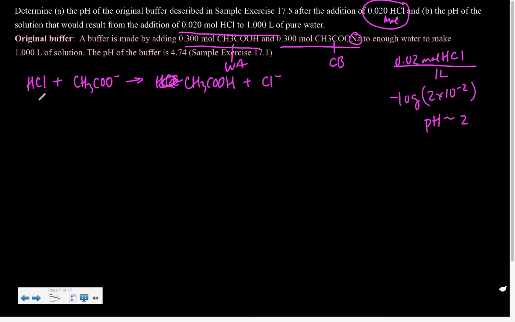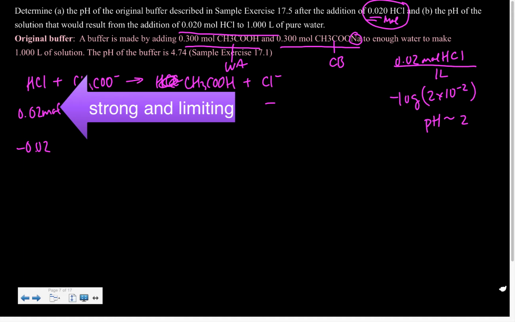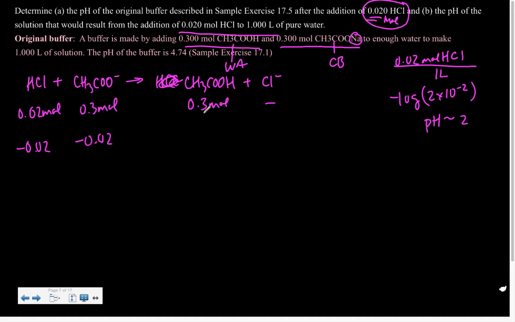So what do we have? 0.02 moles of HCl, and we have a total of 0.3 moles of the acetate. Does that make sense? And originally, how much of the acetic acid do we have? 0.3 moles, and the chloride is irrelevant. So this is going to react completely, complete dissociation, so minus 0.02 moles here, minus 0.02 moles here, and what happens here? Plus 0.02 moles. Which means that none of the HCl is left to affect our pH. If I subtract 0.02 from this, I end up with 0.28. Here I end up with 0.32.